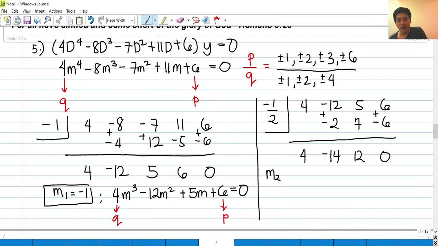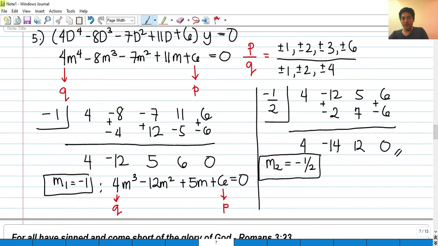So therefore, again, we have an m sub 2, since it equates to 0, since the result when we divide this is 0 here, on the very last term, no remainder, then that is a root. So m sub 2 is -1/2. So that's a root. So this is now our reduced equation: the coefficient of m squared, the coefficient of m, and the constant value. So what we have therefore is this.